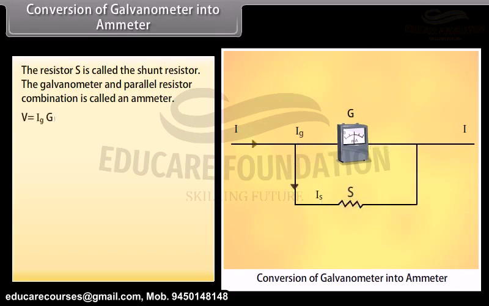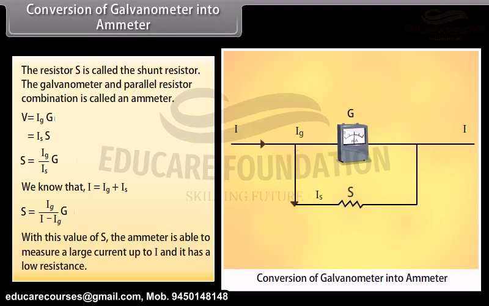V is equal to the product of Ig and G, or V is equal to the product of Is and S. On equating both equations, we get the value of S is equal to Ig upon Is into G. We know that I is equal to Ig plus Is. Hence, the value of S is equal to Ig upon I minus Ig into G. With this value of S, the ammeter is able to measure a large current up to I, and it has a low resistance.